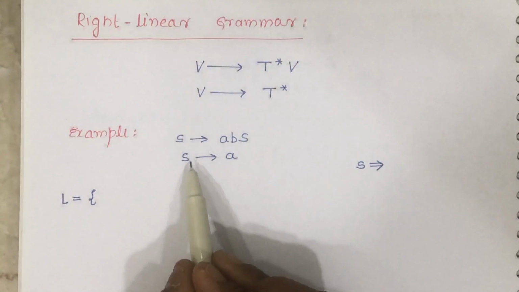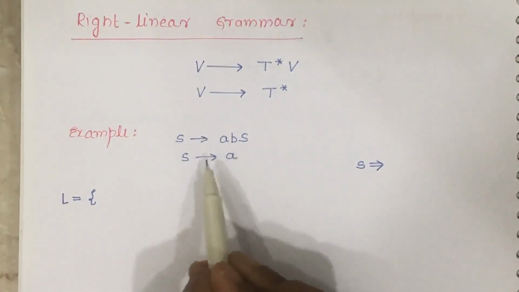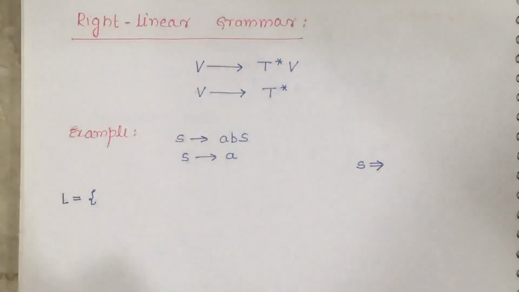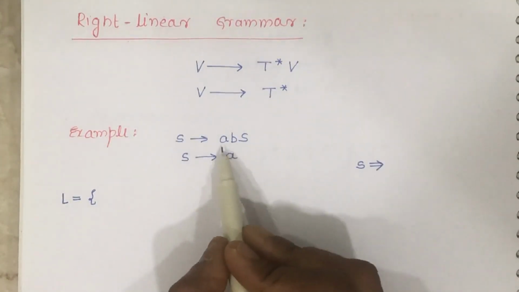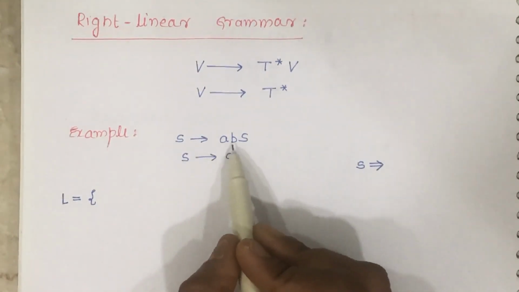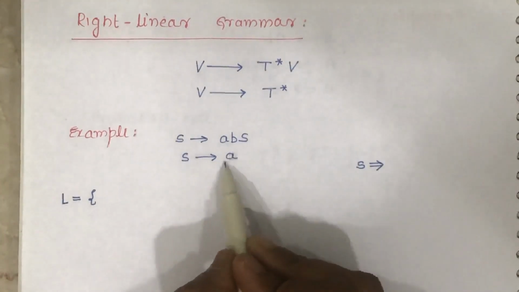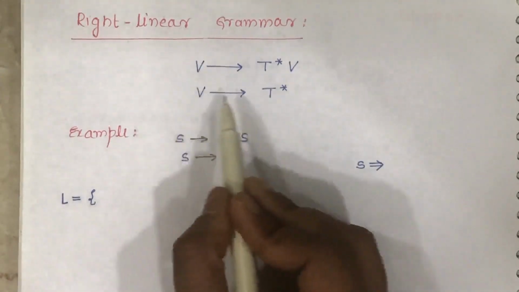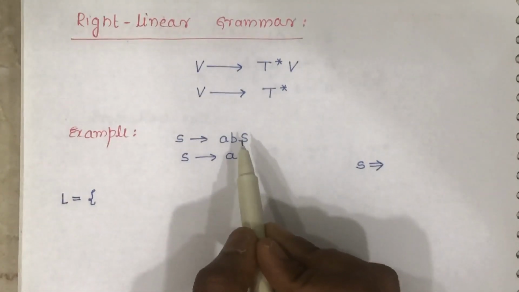Now look at this example: S to ABS, S to A. In this grammar on left hand side there is only one non-terminal, while on right hand side we have 2 types of alternate. In this alternate, two terminals followed by a single non-terminal, and that is situated at the rightmost position. And in this alternate there is no non-terminal. So the grammar satisfies the property of right linear grammar. So in that way this given grammar is right linear grammar.